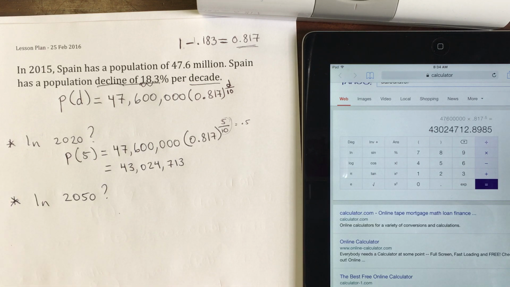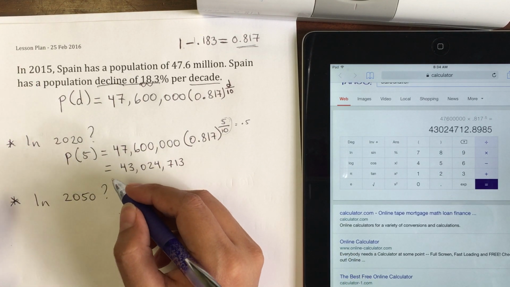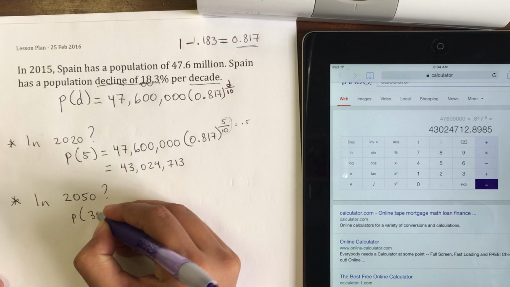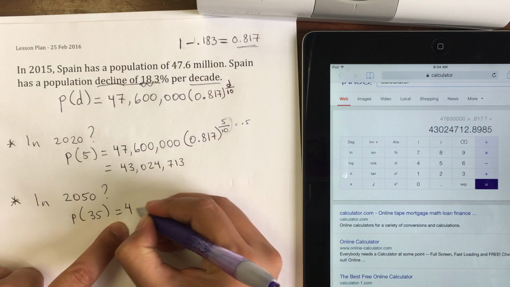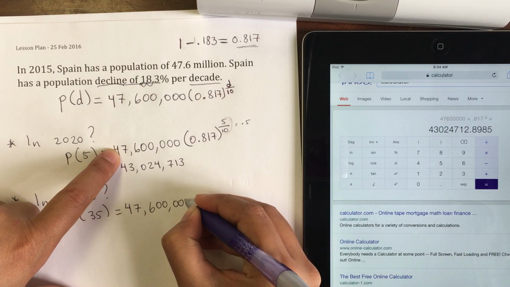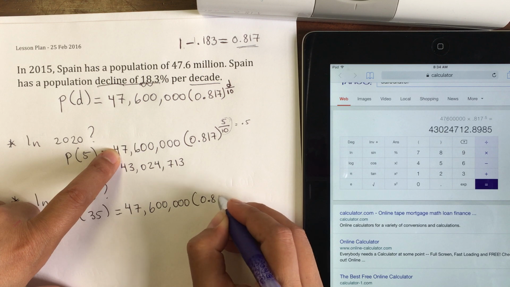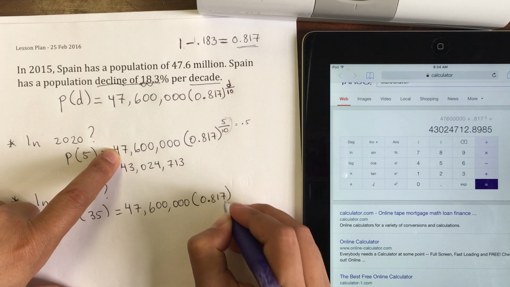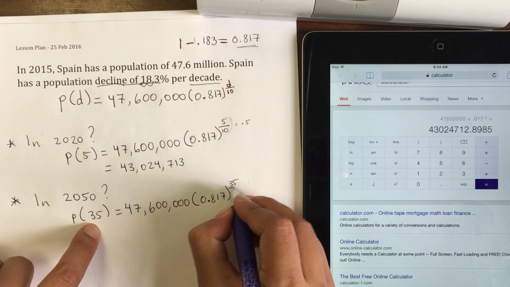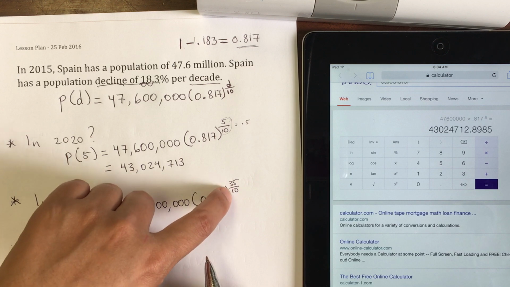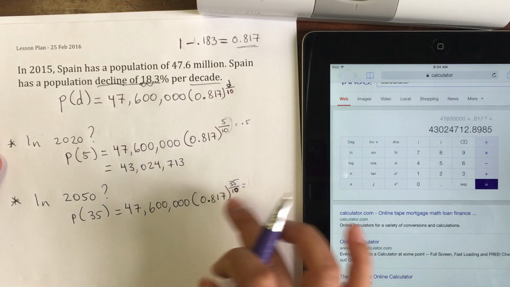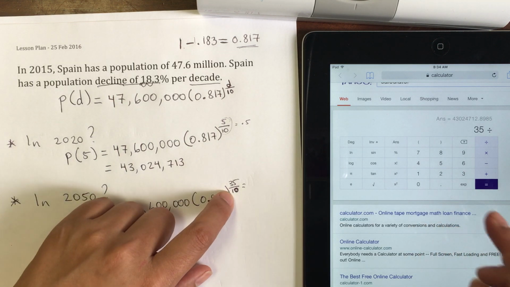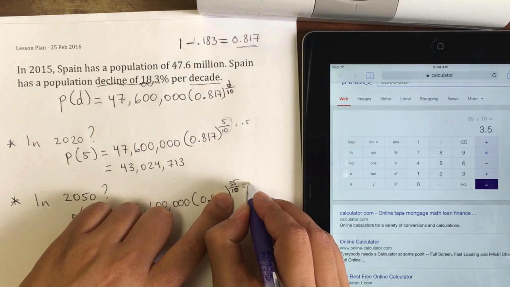Okay. What about in 2050? Well, 2050, from 2015, you can do the math, but I'm going to tell you that that's 35 years later. So P of 35, okay, from 2015 to 2050 is 35 years later. We have the same initial point and multiply by the same base, 81.7% of the people that stay, to the 35 over 10. Remember that we always put it because the cycle is every 10 years. A decade means every 10 years. You are able to use calculators for this unit. It's going to be 3.5.